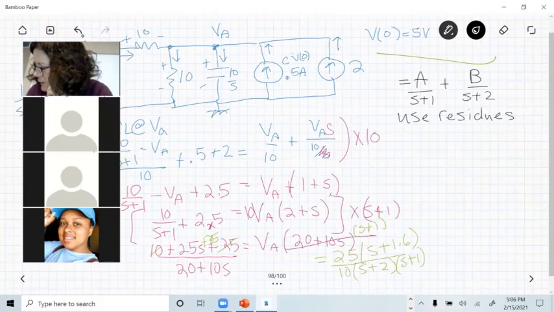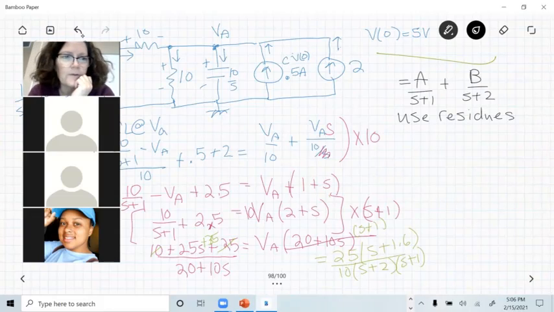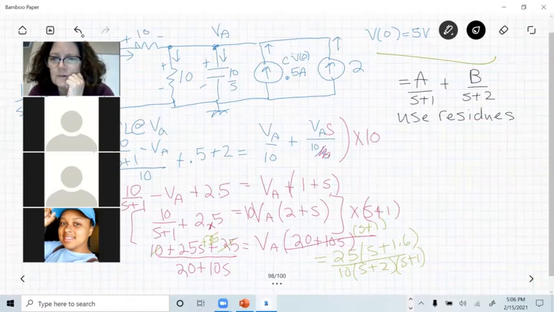And it's going to turn out that A is 10 and B is 15, and the details of all this are in the slide solutions too. We went over this recently. Then our next step would be to take the inverse Laplace transform.